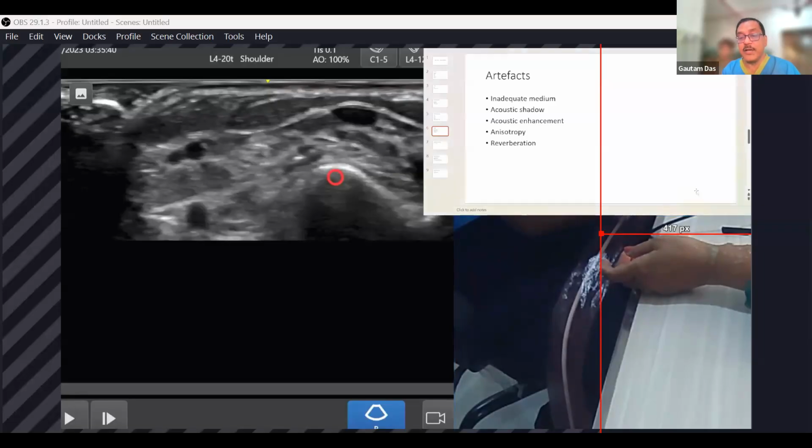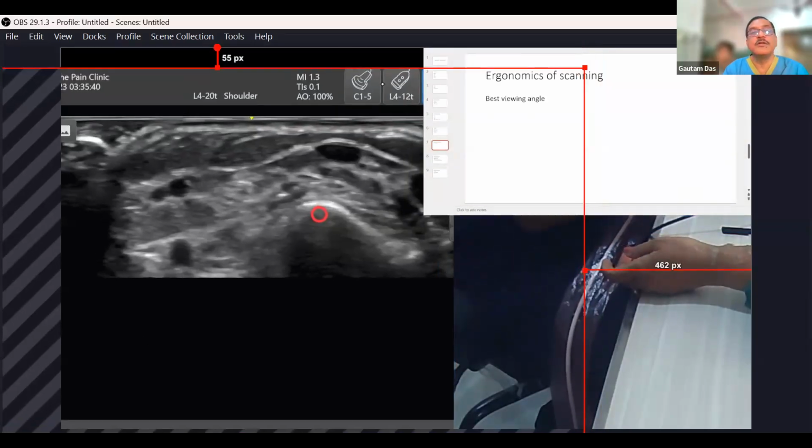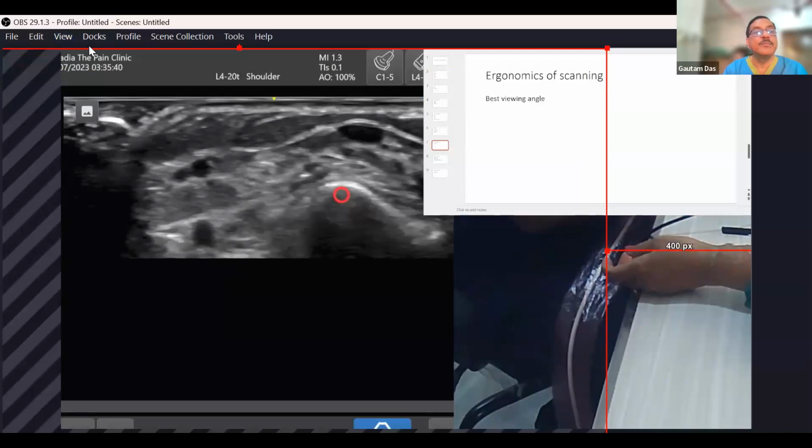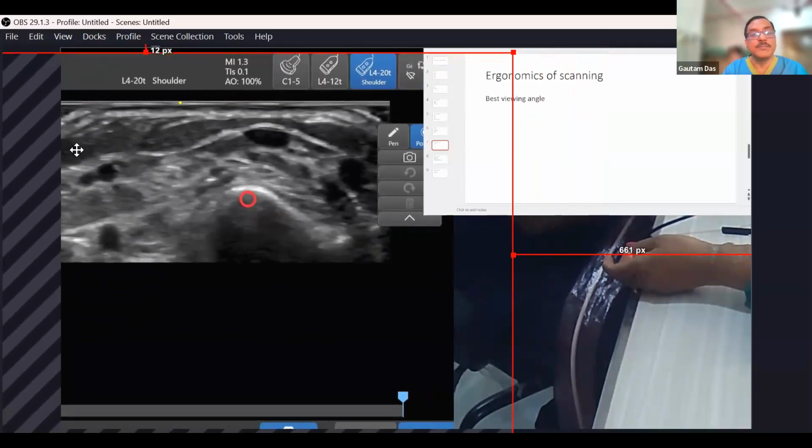Then an important area is the viewing angle. Viewing angle means how we are holding it, how you are seeing it. The doctor who is doing it, your volunteer or patient, and your machine should be in the same line, like you are a sniper, you're shooting.